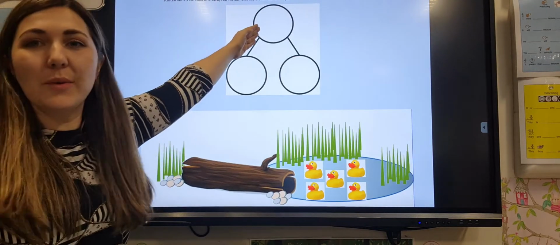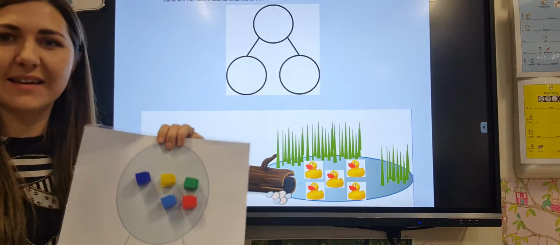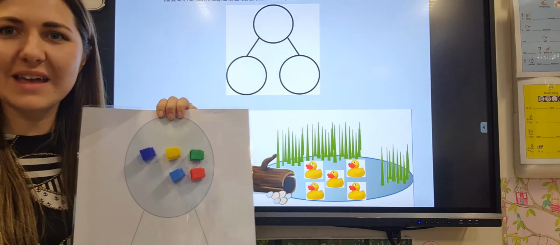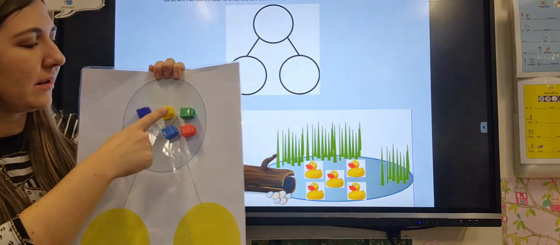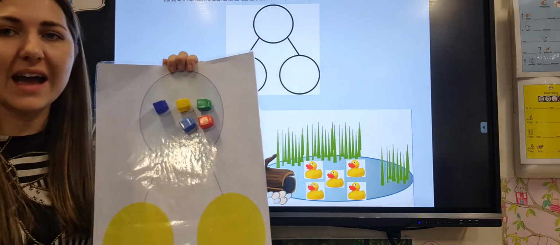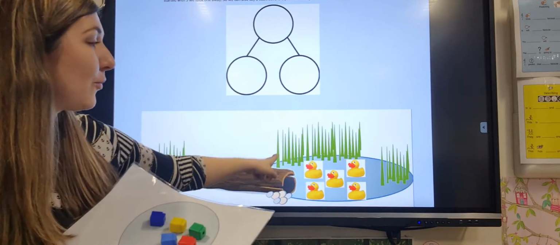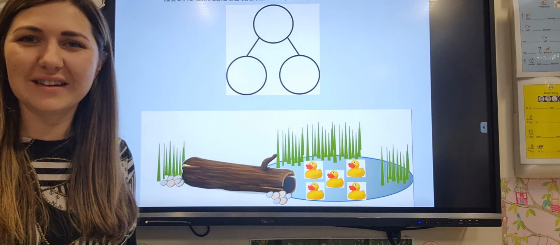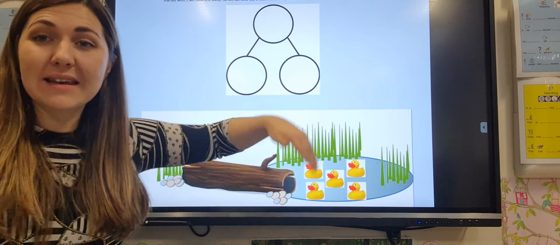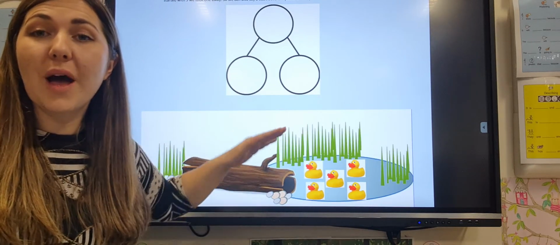How many counters do we need to put in our whole? 5 counters. Can you do that just like me? 1, 2, 3, 4, 5. First, there were 5 ducks swimming in the pond. Then 2 of the ducks flew away.